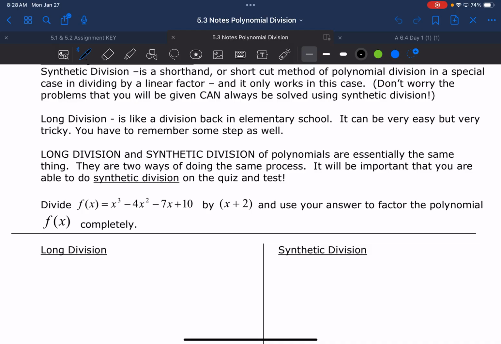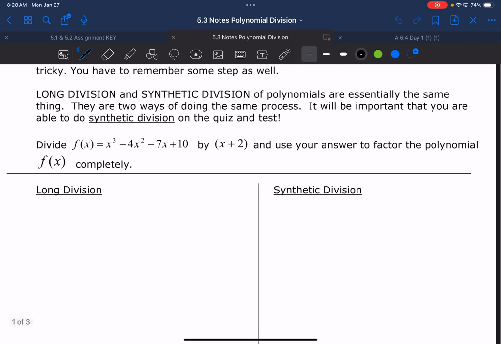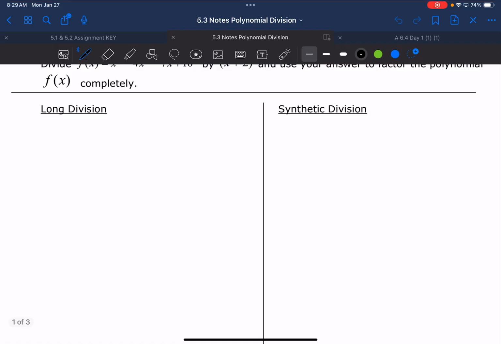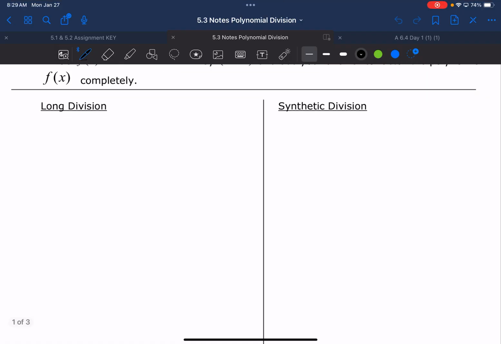All right, so we are going to divide this polynomial x cubed minus 4x squared minus 7x plus 10 by x plus 2. And then we're going to use that answer to factor our polynomial completely. So first, we are going to do this by using long division.